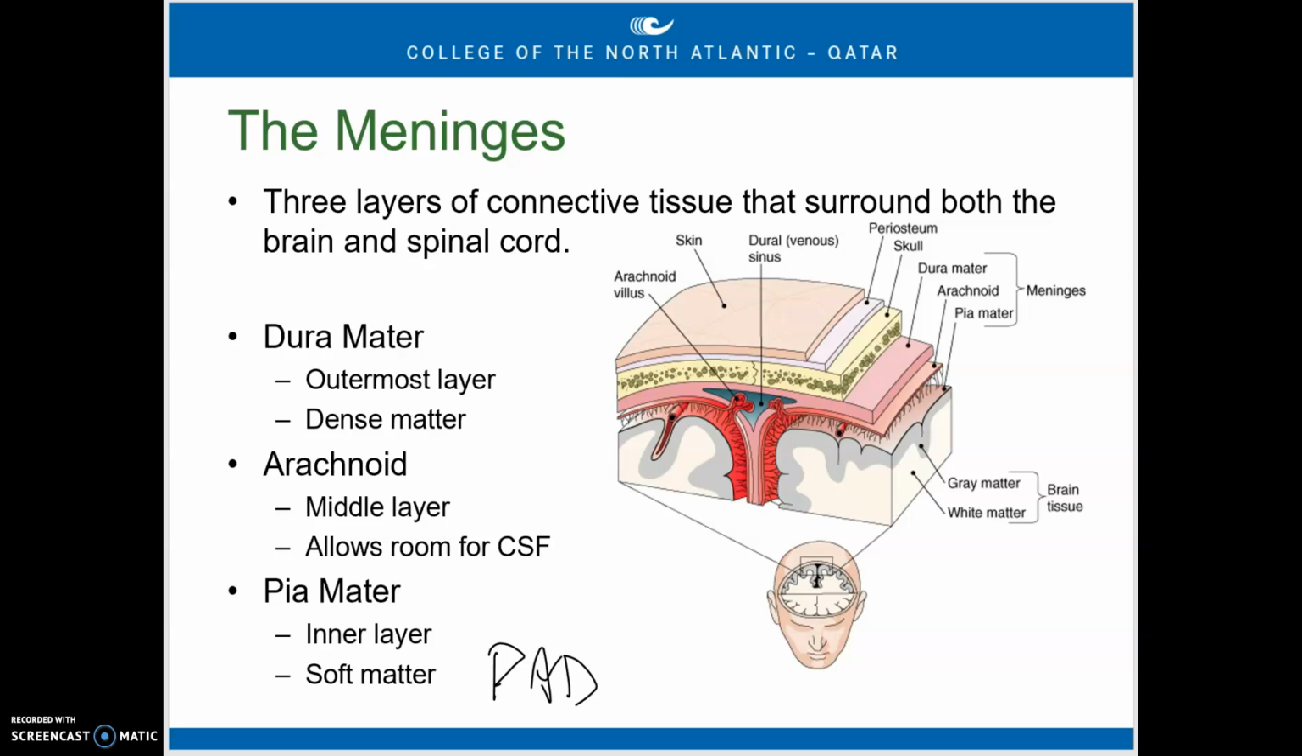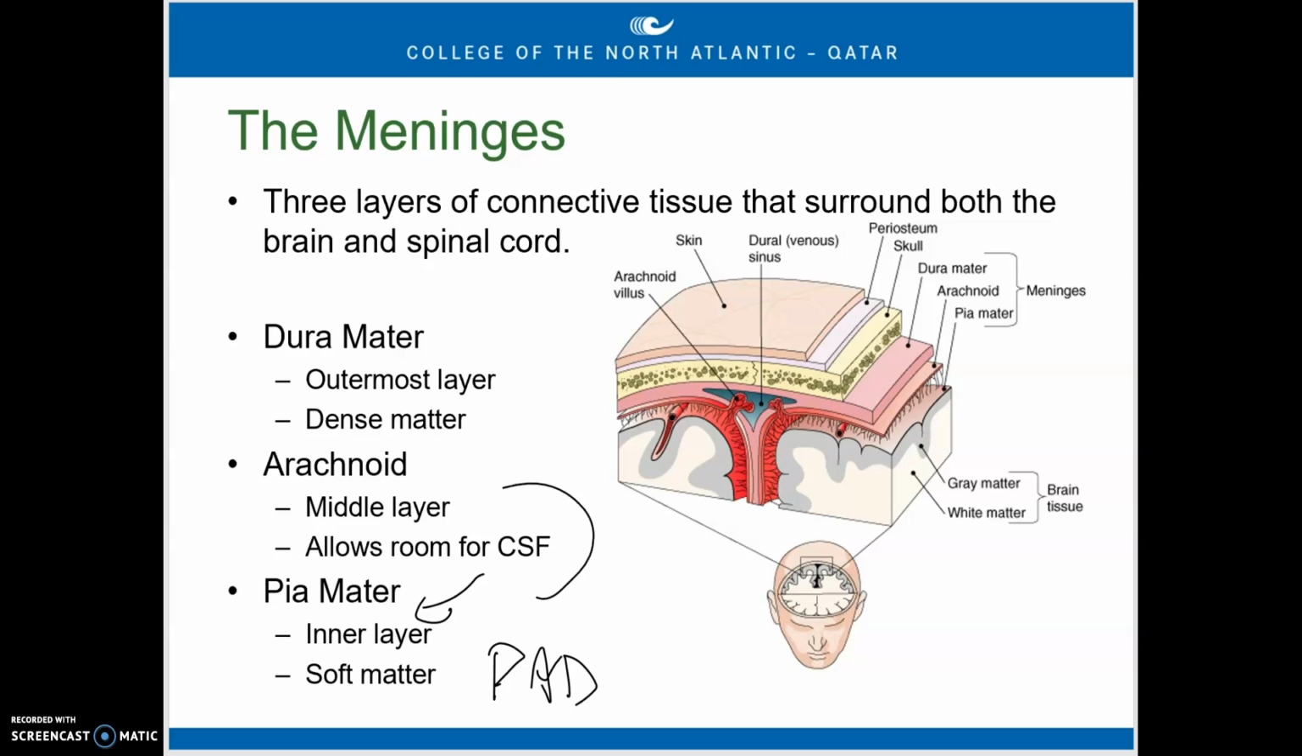So if we start right at the inside with the pia mater, if you touched the brain yesterday in lab, there's a good chance that you actually touched the pia mater. It's the most inside layer of the meninges. It's quite thin, it's quite soft, and it covers directly the tissue of the brain. So that's the inside layer.